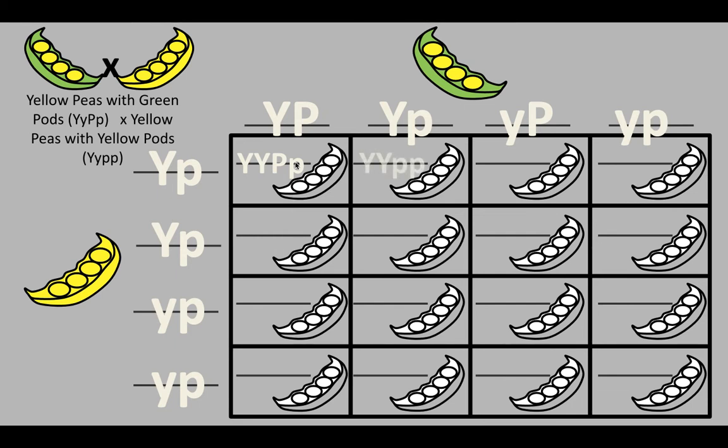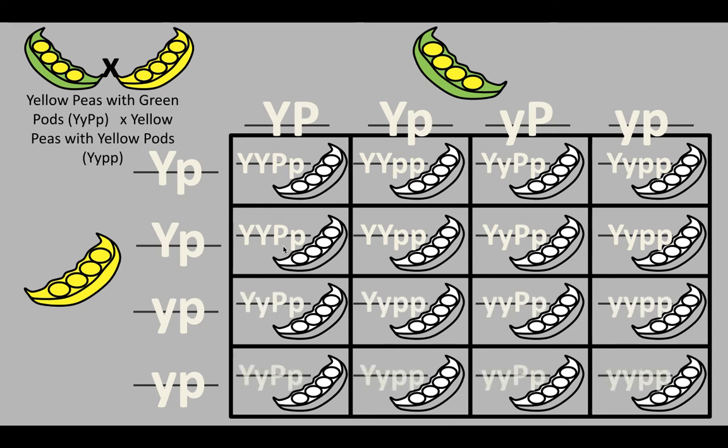Let's do another one. Big Y here, little p, okay? Big Y here, remember the y's are going to stick together, the p's are going to stick together. Always put the capital above the lowercase. Big Y, big P, little p. Moving on. Big Y, little p, little p. We're going to go ahead and finish filling that out, okay?